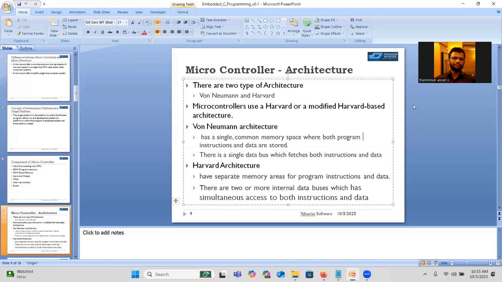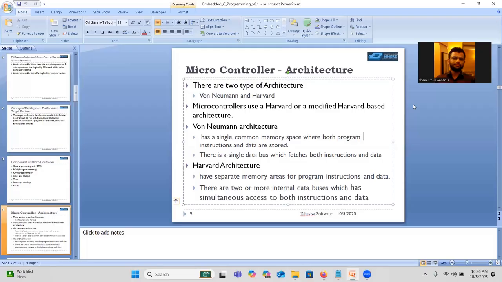Mostly modern microcontrollers follow Harvard. There is an architecture called Von Neumann as well. Let us study the difference. The Von Neumann architecture has a single common memory space where your program instructions and data are stored. So a single data bus is used to access your instructions as well as your data. This will make the system run slow and it is not efficient.